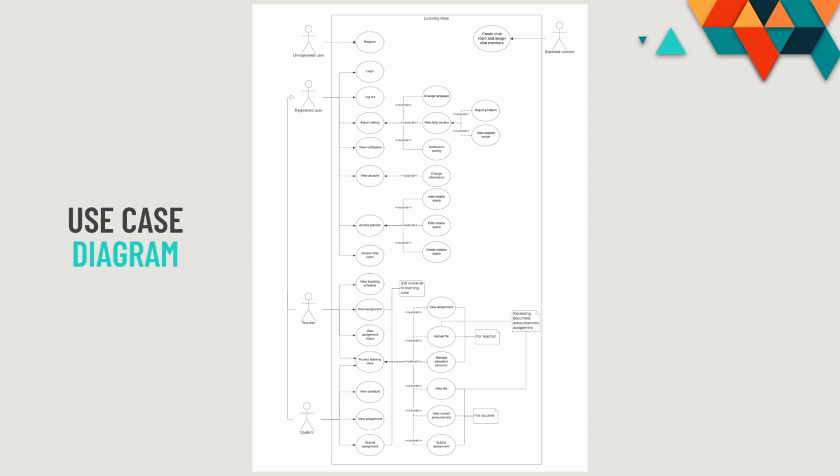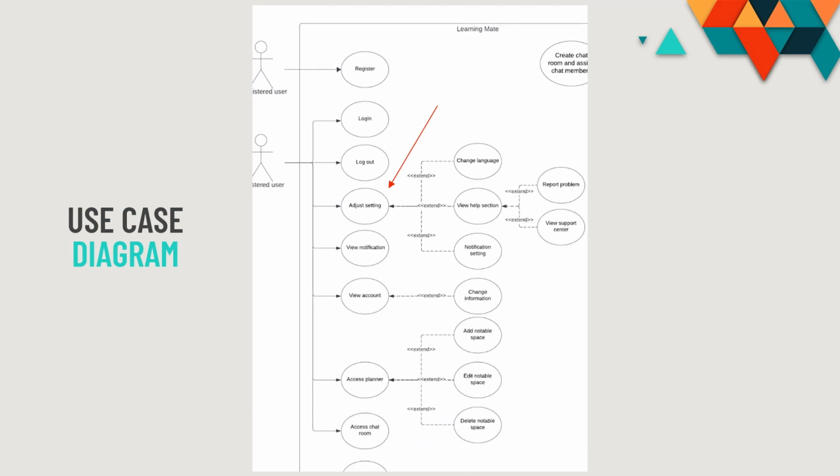For the dependency among the components, for example, on adjusting the settings, when the user needs to adjust the settings in the software, they have many choices to choose between, like changing the language, viewing the help section, and notification settings. And the view help section component also has the report problem and view support center components.